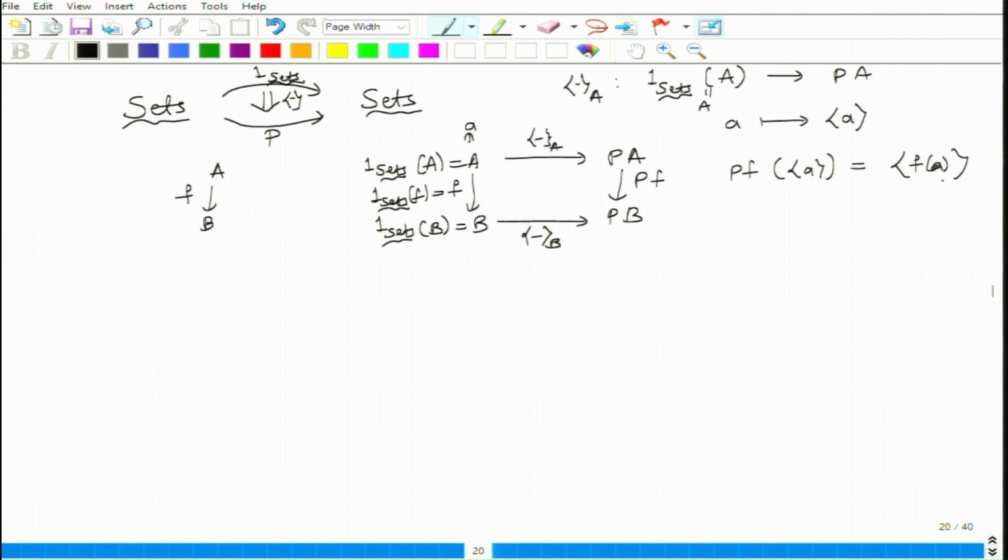Is that correct? Yeah. Now this is correct irrespective of what my little a is, irrespective of what my capital A and B are, what my F is. So that's why this transformation is called a natural transformation. Yeah, this is the third level now.